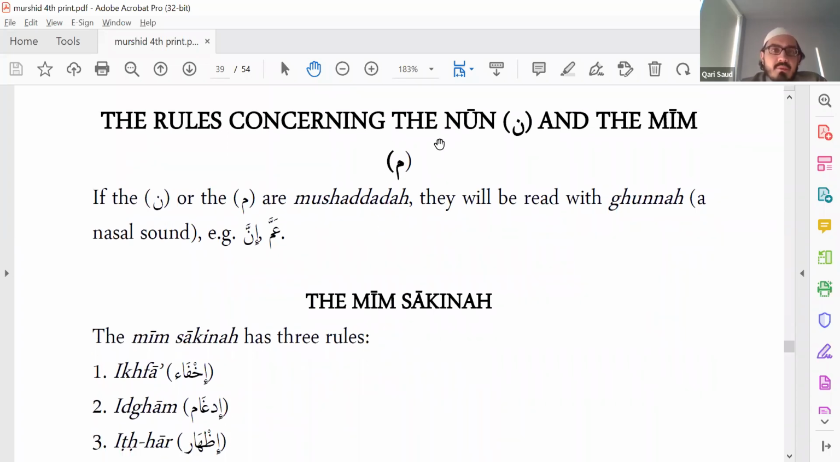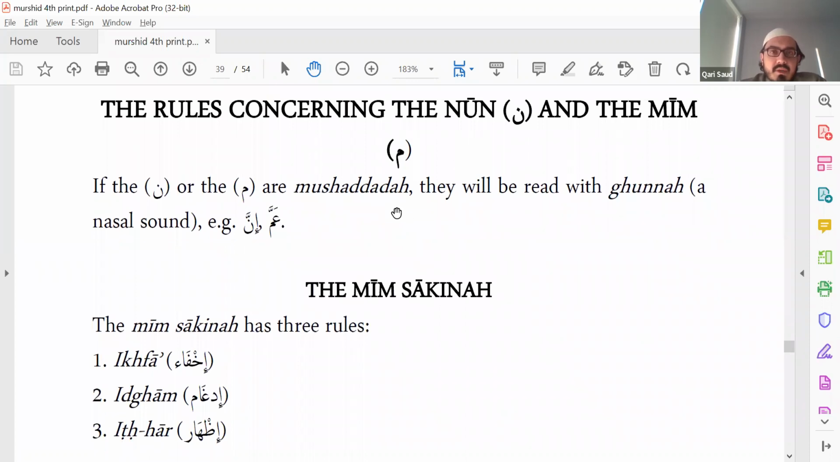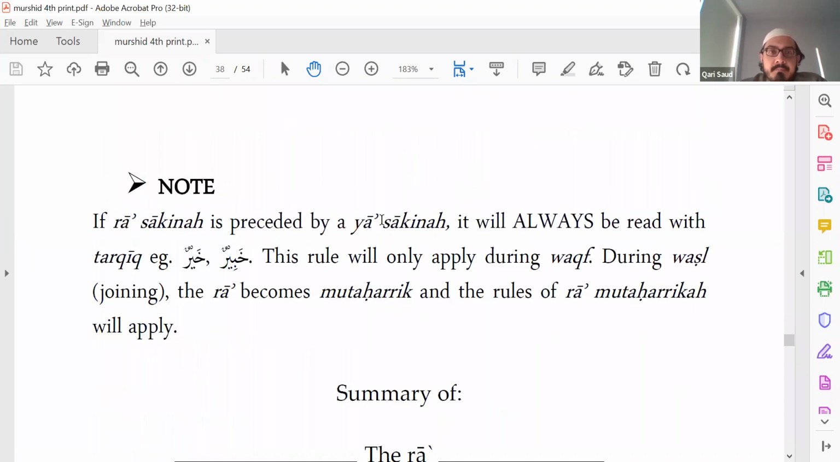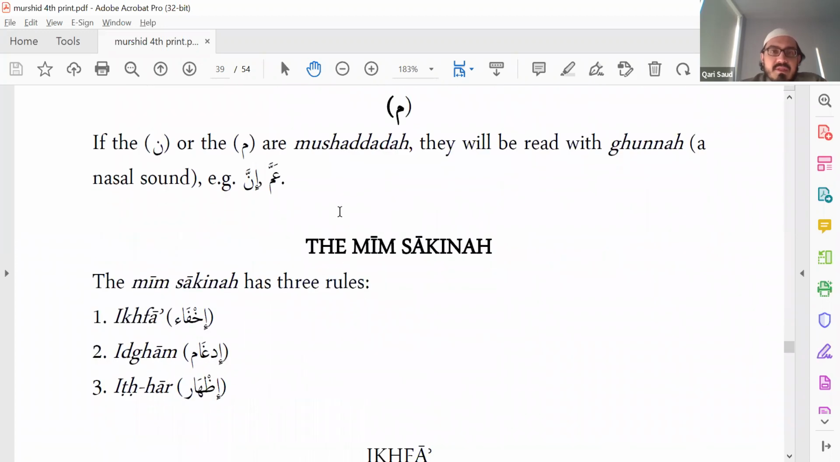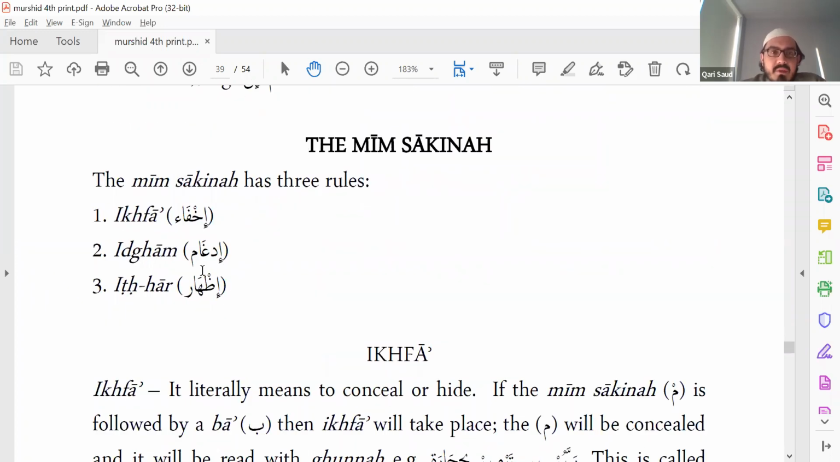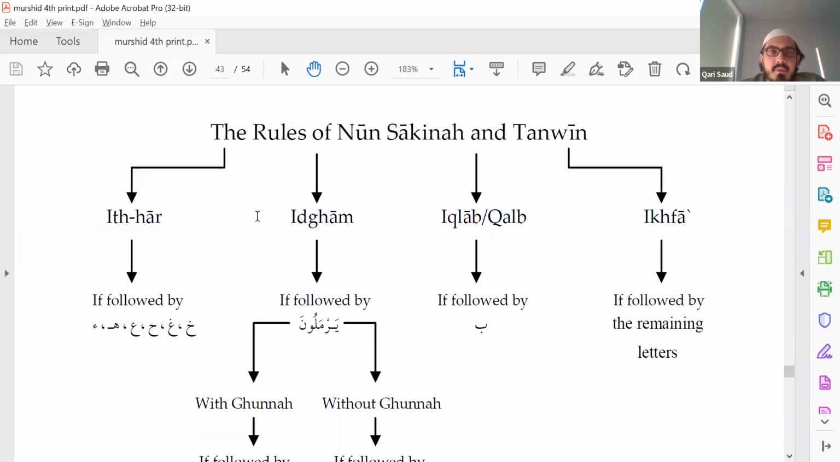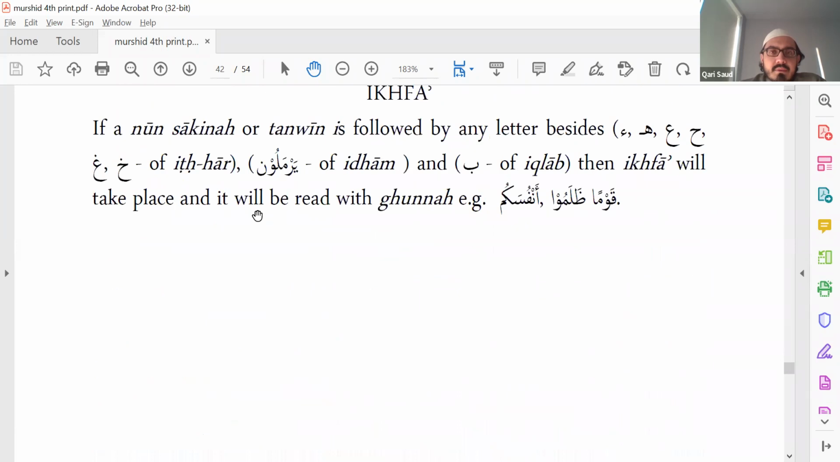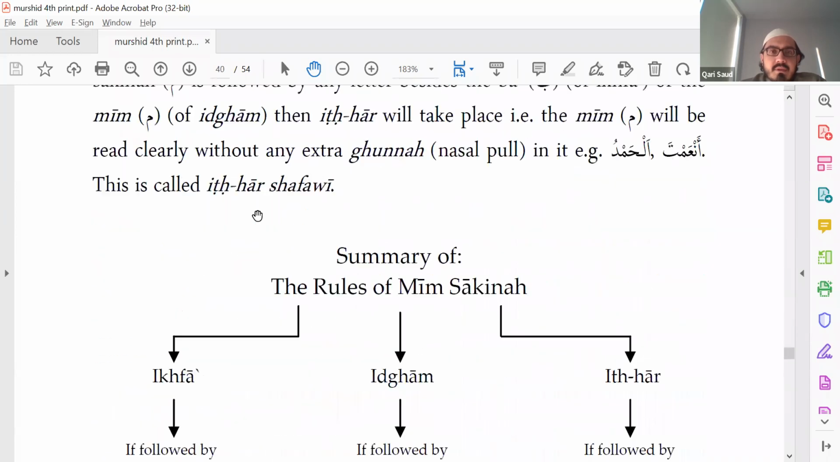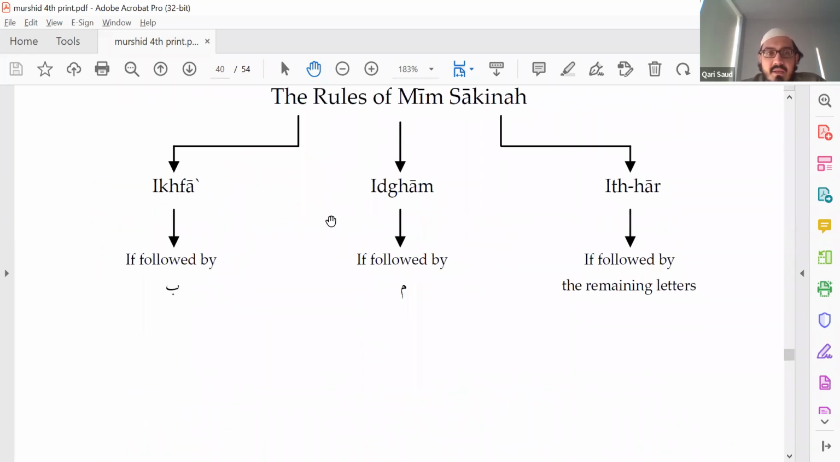So real quickly, we have noon and meme, okay? If there's a noon with a sukoon or a meme with a sukoon followed by certain letters, then obviously we have different rules that are applied. If we have the meme sakin rules, we have ikhfa, idgham, and idhar. So again, just going here quickly. Yes, there's the summary of the rules of meme sakina.